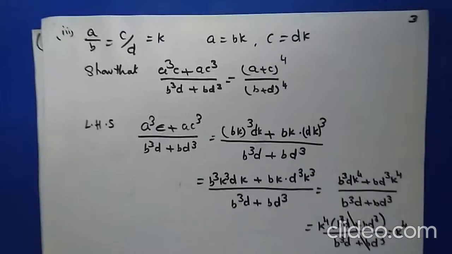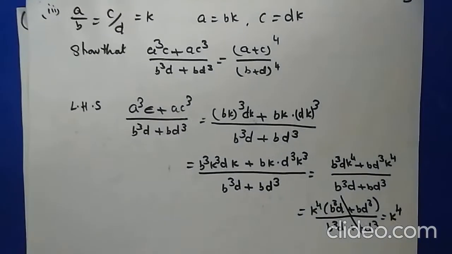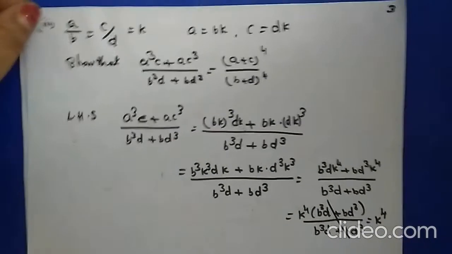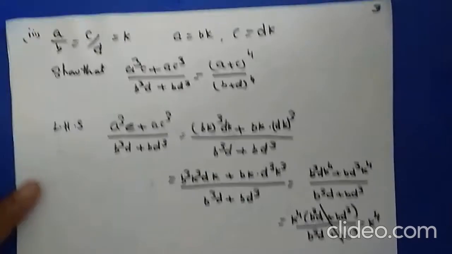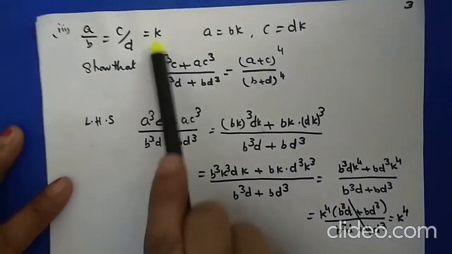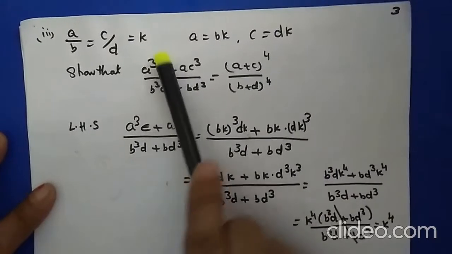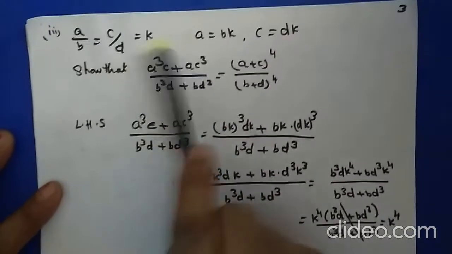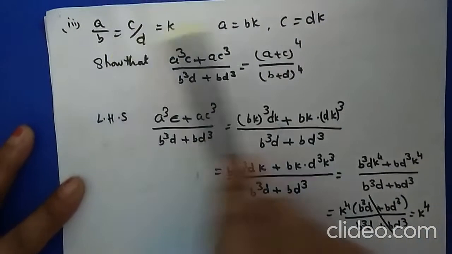Now, the third part of the same question. A by B is equal to C by D is equal to K. Because what is given? A, B, C, D are in proportion. In proportion given means A by B is equal to C by D is equal to K, the K method. Always use the K method. A is equal to BK. C is equal to DK. In the place of A, substitute BK.